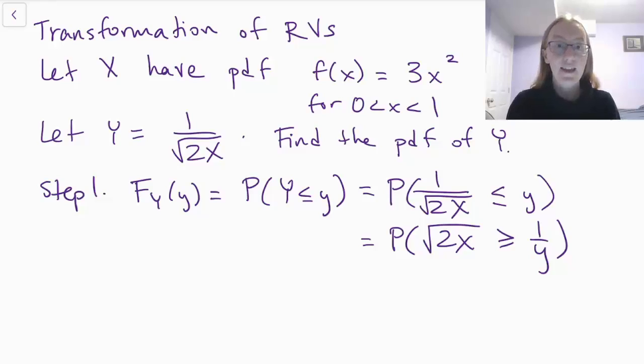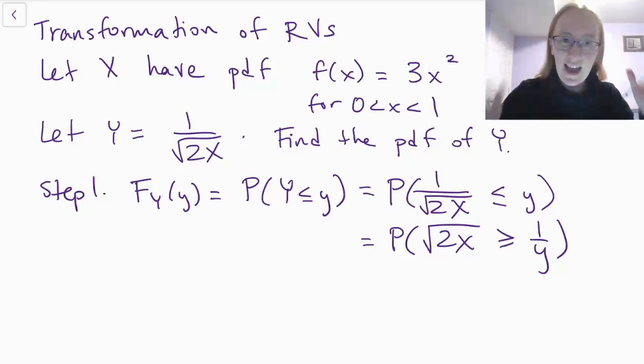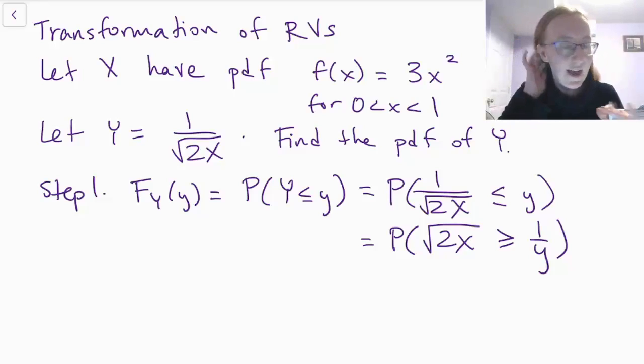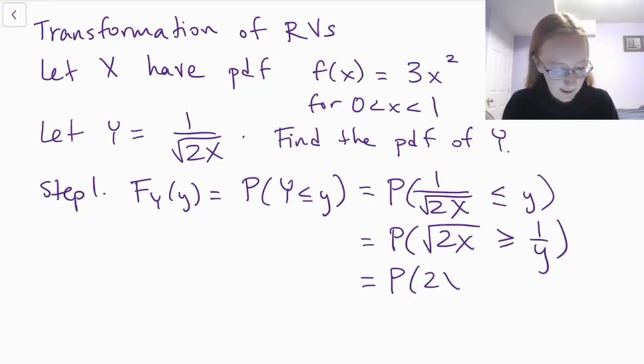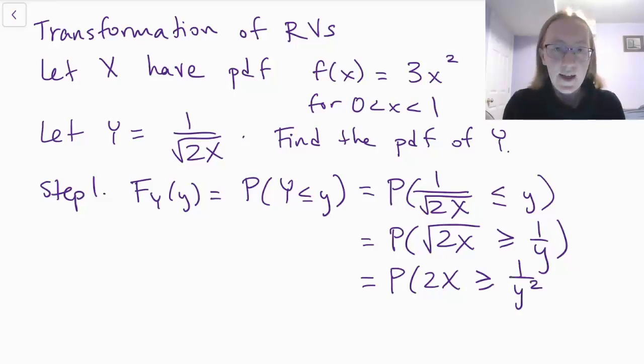Then we're going to square both sides. And remember, we have to be careful, right? If you square both sides, are we taking absolute values here? In this case, X was positive to begin with, so we don't have to worry about anything like that, but it's always good to think about it. So this is the probability that 2X is greater than or equal to 1 over y squared, squaring both sides. And then we'll divide both sides by 2.